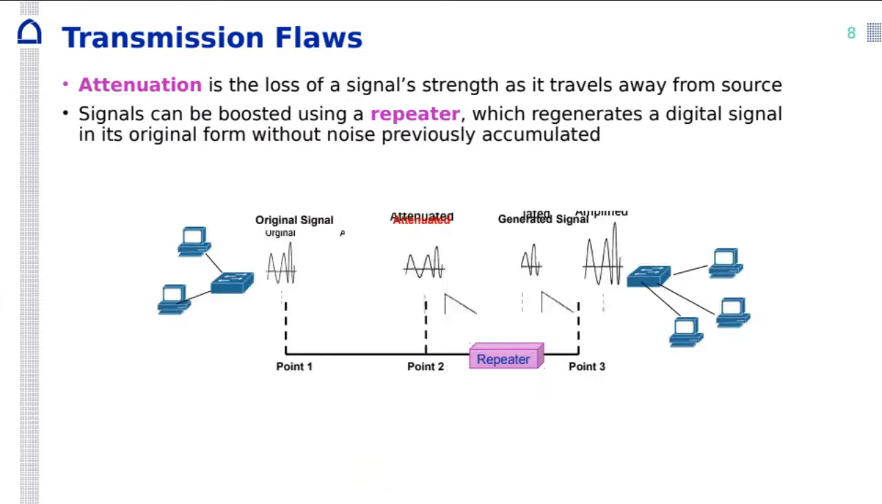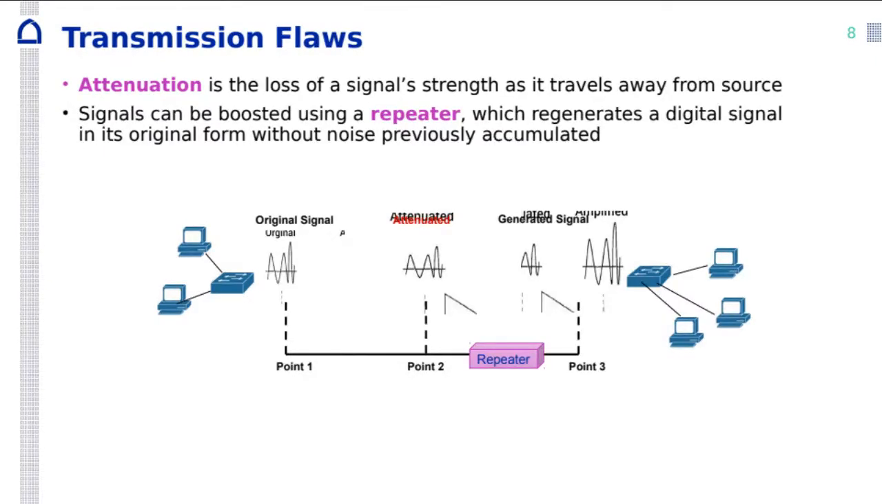Attenuation is the loss of signal strength as it travels away from the source. Like everything in life, the signal, after a certain amount of time, starts to become weaker. We call this attenuation. We can overcome the attenuation problem for digital signals by using a repeater.